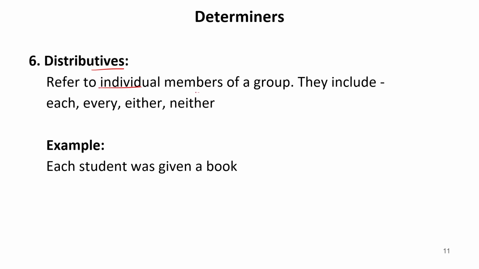They refer to individual members of a group. They include each, every, either, neither. Each student was given a book. Now, student is a singular noun, before which we are using each. So each is qualifying this word student, which is a singular noun. Now, each represents each and every person, or a single person individually.